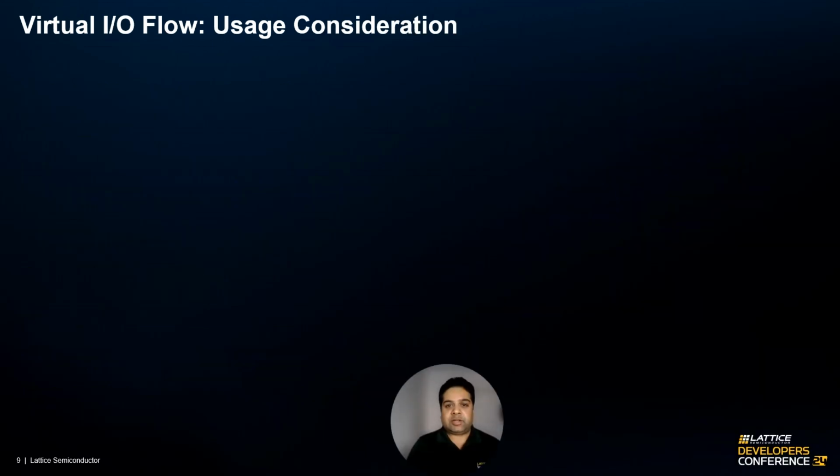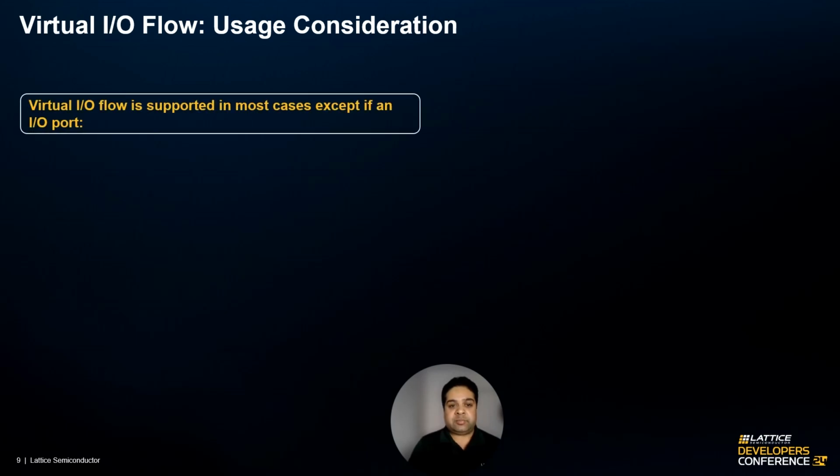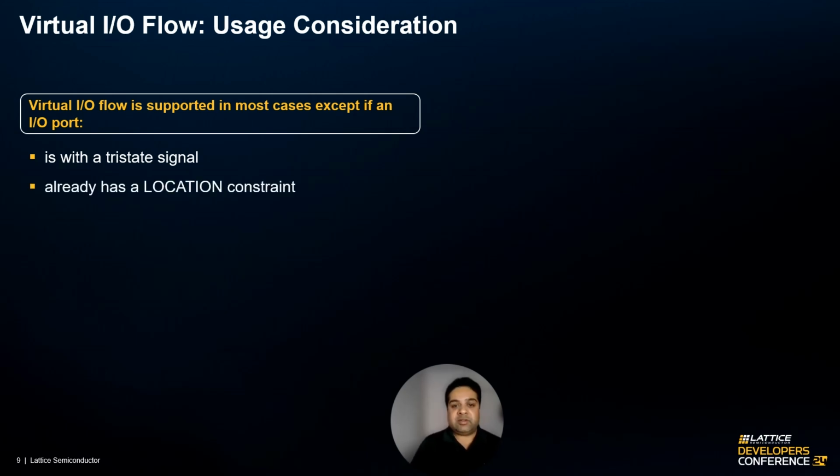When using the virtual IO flow, there are some important considerations to keep in mind. This flow is generally supported, but there are specific cases where it might not be applicable. Here are the key points. Unsupported cases. Tri-state signals. If an IO port is associated with a tri-state signal, virtual IO flow is not supported. A location constraint. If an IO port already has a location constraint, it cannot be used as a virtual IO.